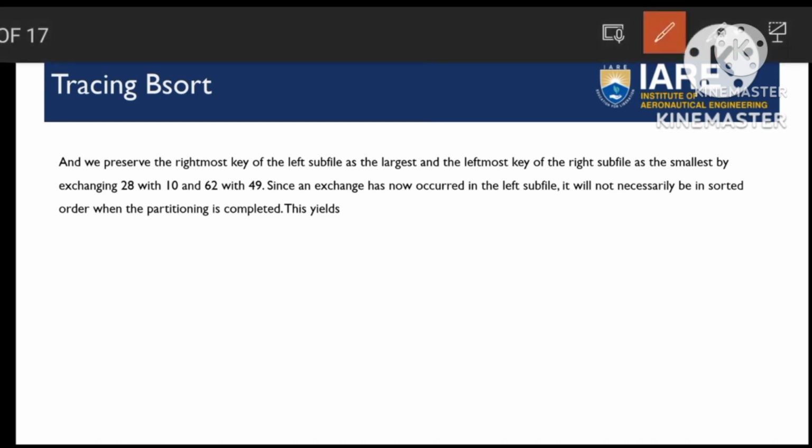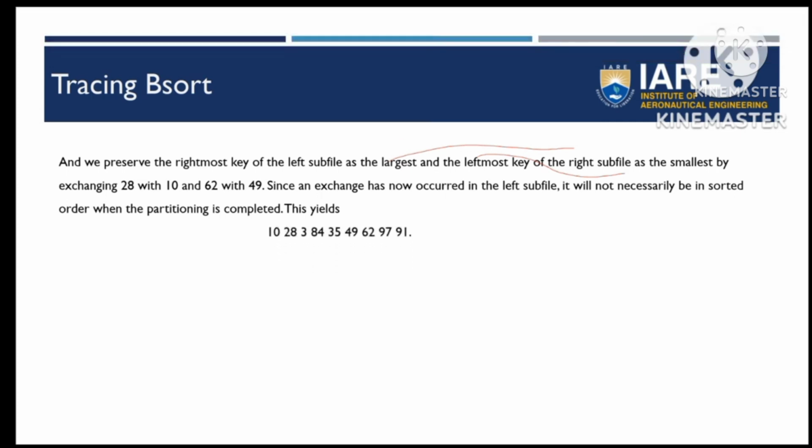Now we preserve the rightmost key of the left subfile as the larger and the leftmost key of the right subfile as the smallest. Exchange 28 with 10 and 62 with 49. Since an exchange has occurred in the left subfile, it will not necessarily be sorted other than when partitioning the subfiles. 10, 28, 3, 84, 35, 49, 62, 17, 79, 91.